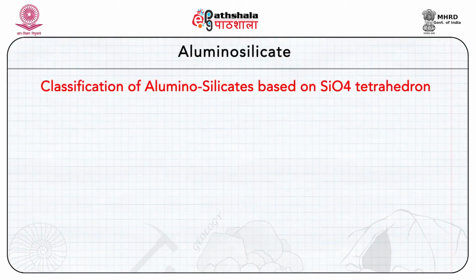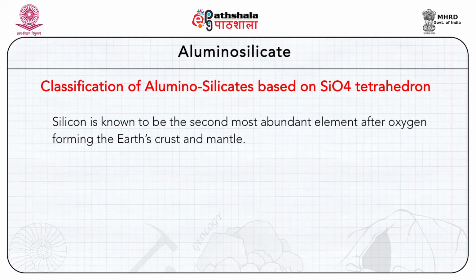Students, first we will talk about the classification of aluminosilicates based on SiO4 tetrahedron. Silicon is known to be the second most abundant element after oxygen, forming the Earth's crust and the mantle. Silicate minerals predominate the vast majority of rocks of the Earth's crust, as the silicon-oxygen bond is considered to be stronger than any other bond prevalent amongst oxygen and any other element.